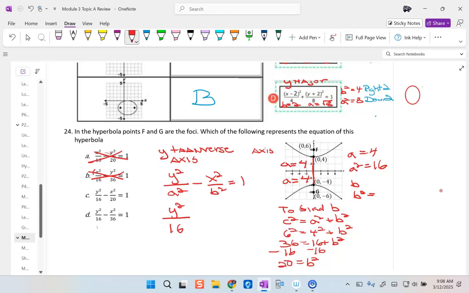So out of these two, this one's got the correct B squared in it. B squared, and that one's A squared. So my choice is C.